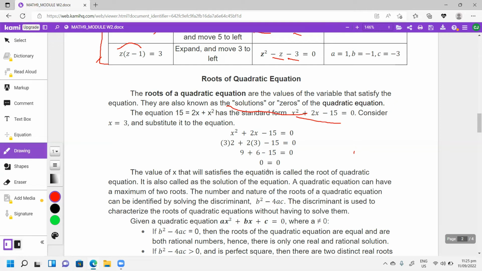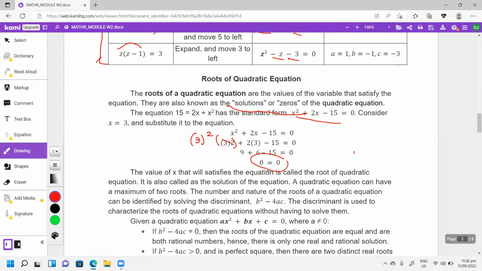Sorry for the typo. This must be like this: 3 squared plus 2 times 3 minus 15. 3 squared is 3 times 3, so 9. 2 times 3 is 6. Minus 15 is equal to 0. 9 plus 6 minus 15 is 0.